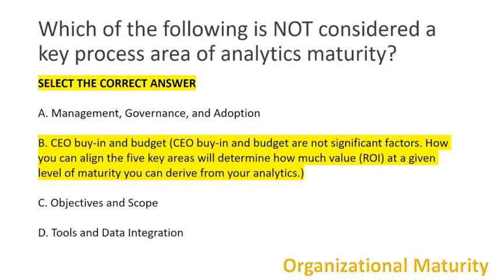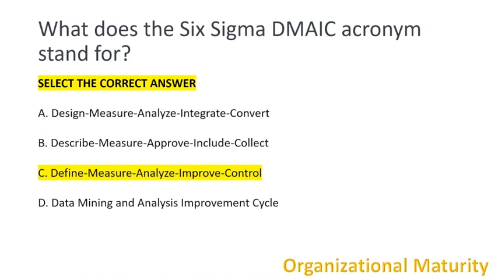Which of the following is not considered a key process area of analytics maturity? B. CEO buy-in and budget. CEO buy-in and budget are not significant factors. How you can align the 5 key areas will determine how much value, ROI at a given level of maturity you can derive from your analytics. What does the Six Sigma DMAIC acronym stand for? C. Define, measure, analyze, improve, control.